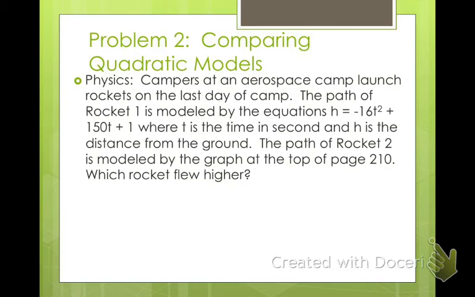The path of rocket 2 is modeled by the graph at the top of page 210. So I'll go ahead and pop that picture up here.